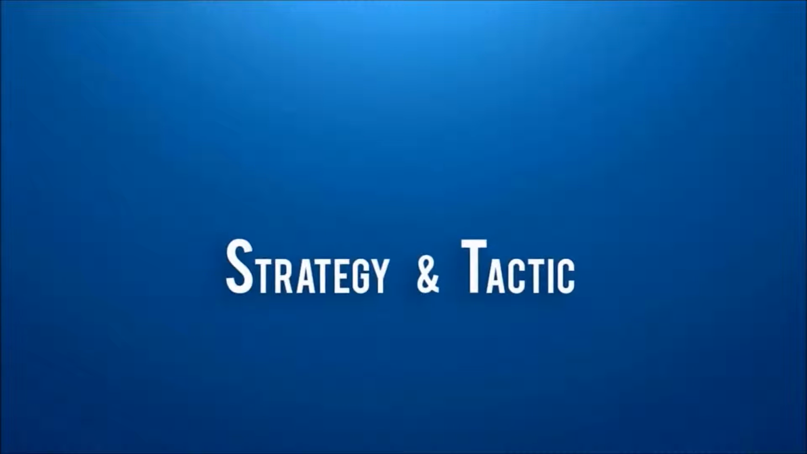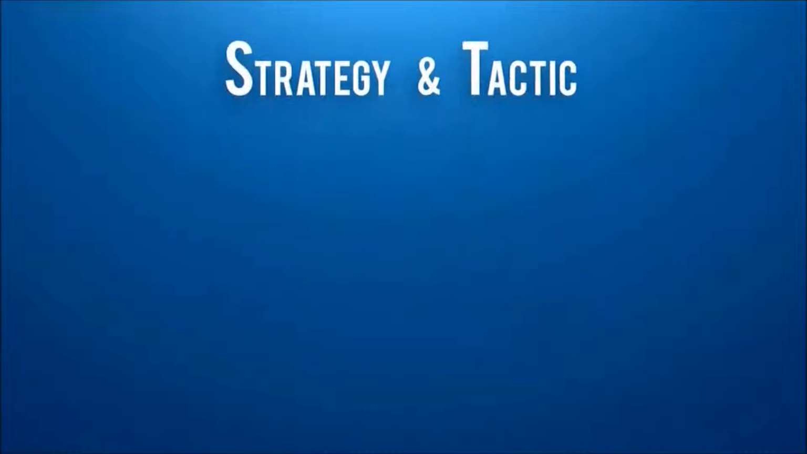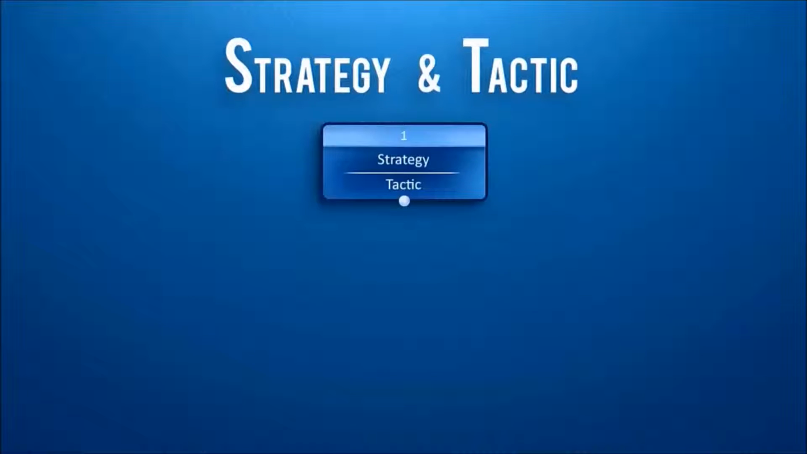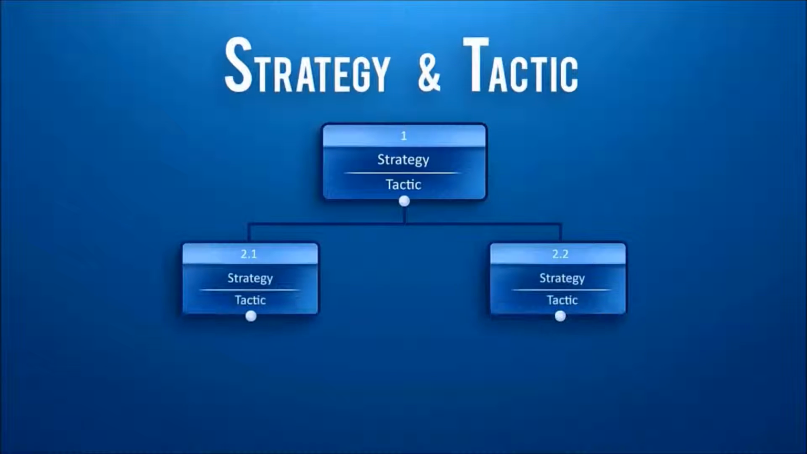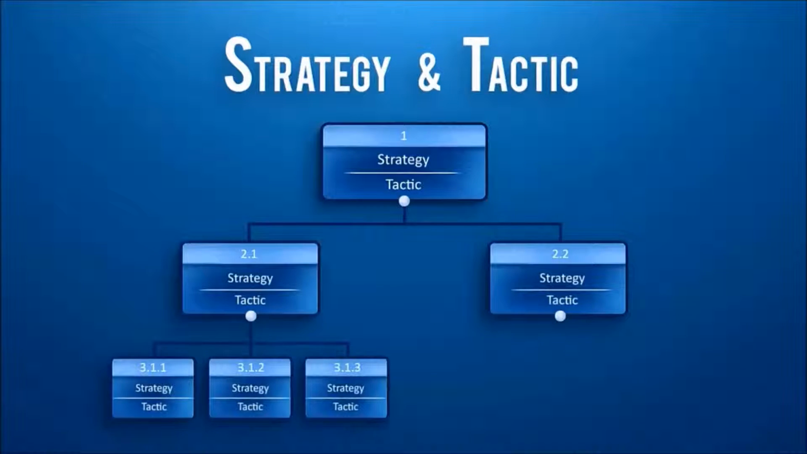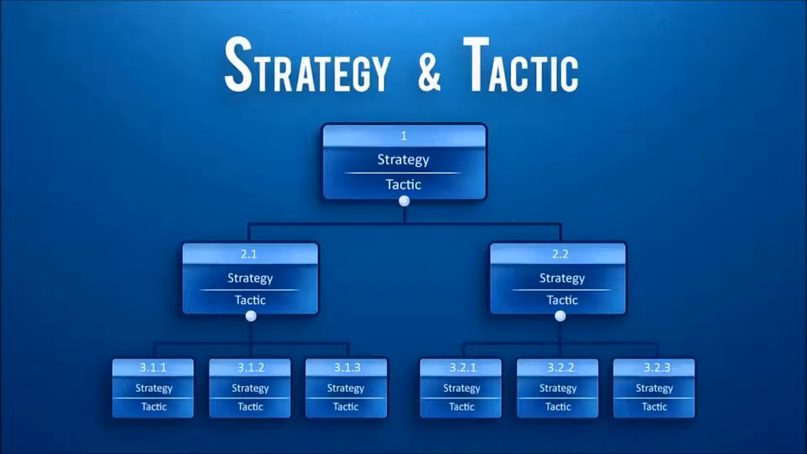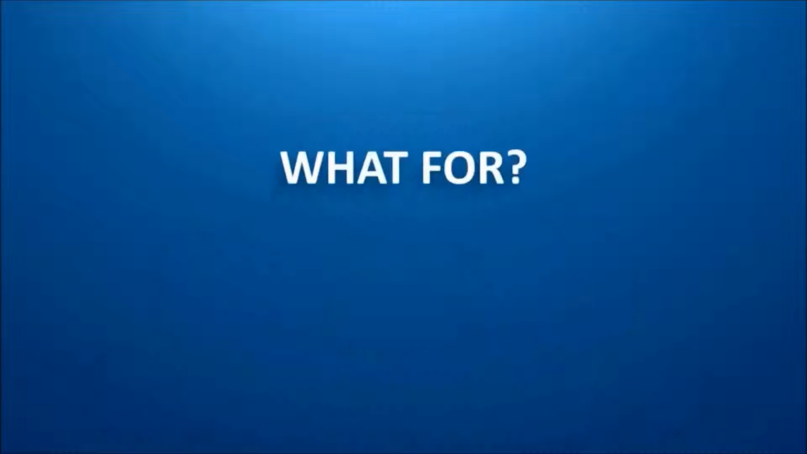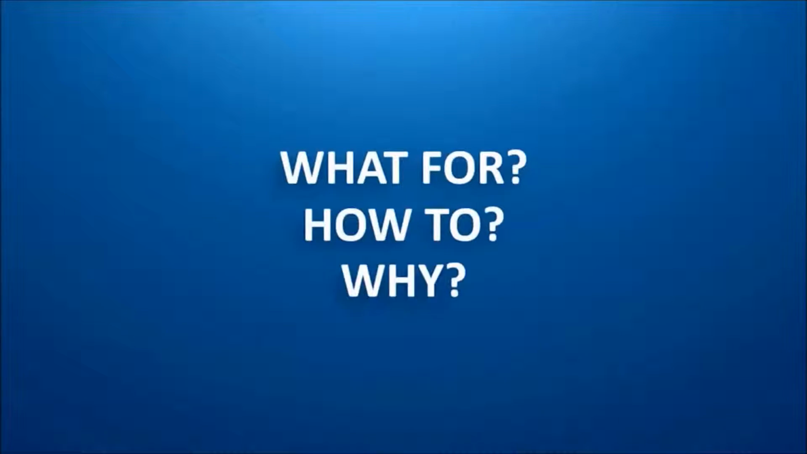Let's start by creating our first S&T. A strategy and tactic tree is simply a method for defining and focusing our attention on the hierarchy of the critical changes we believe are necessary and sufficient to achieve a specific goal. Once the structure is complete, we then define each of the changes or blocks within an S&T further by defining its what for, how to, and why.